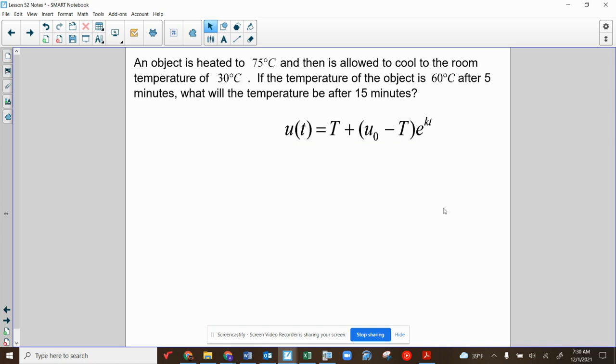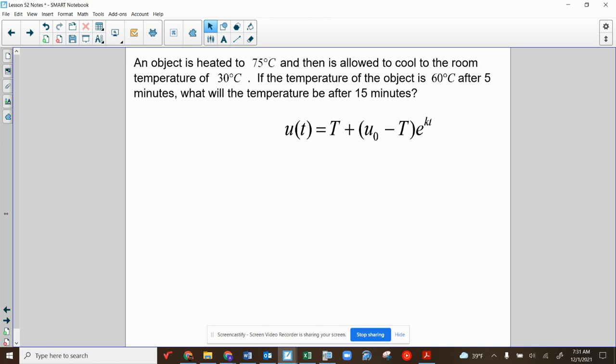All right, so let's start off here. An object is heated to 75 degrees Celsius and then allowed to cool to the room temperature, which happens to be 30 degrees Celsius. The temperature of the object is 60 degrees after 5 minutes. What will the temperature be after 15 minutes? So the end goal is to figure out a temperature after 15 minutes. The problem is, nowhere in this problem does it tell you what the cooling rate is. So you're going to have to find that first.